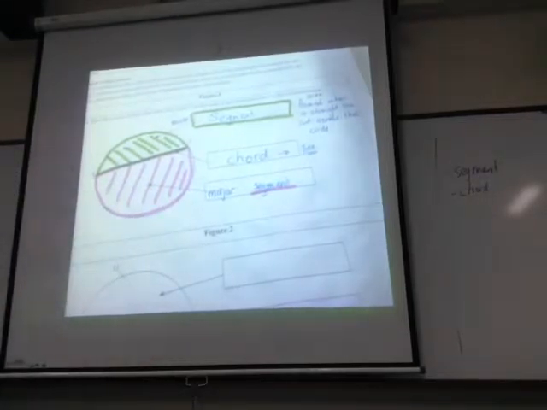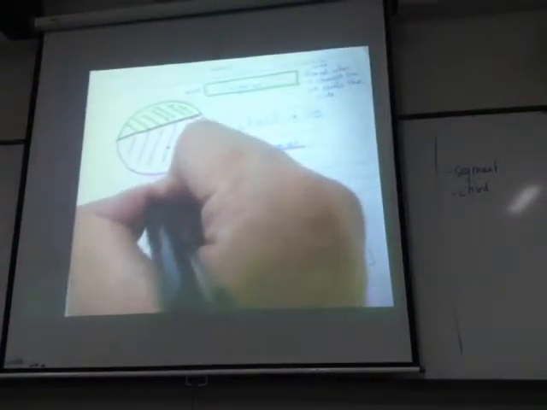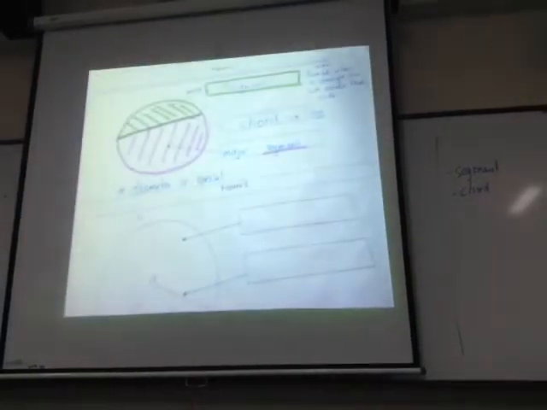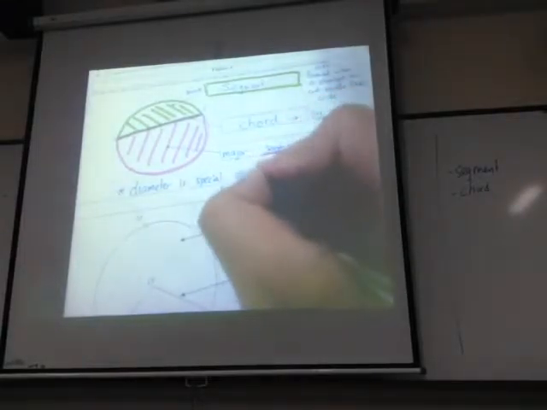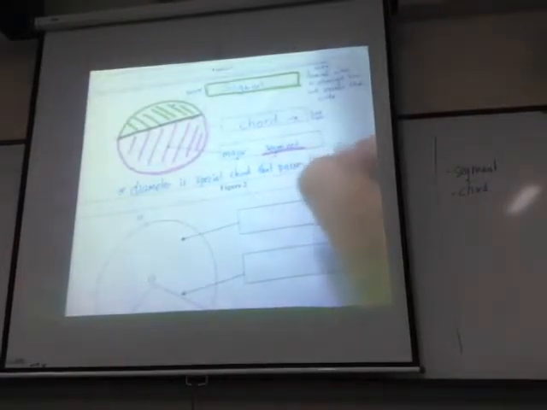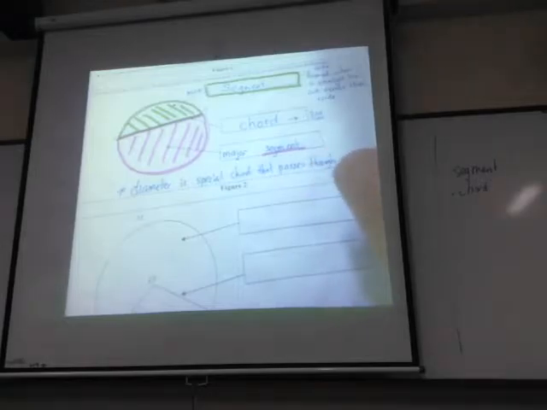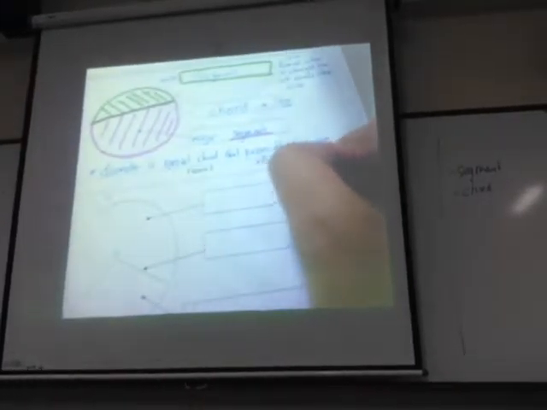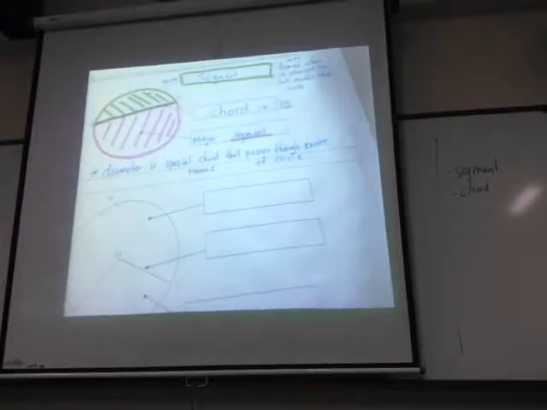Can follow? Okay. So I want you to put a star at the bottom. A diameter is a special chord that passes through the center of the circle. Are you all taking down? I repeat, diameter is a special chord that passes through the center of the circle.